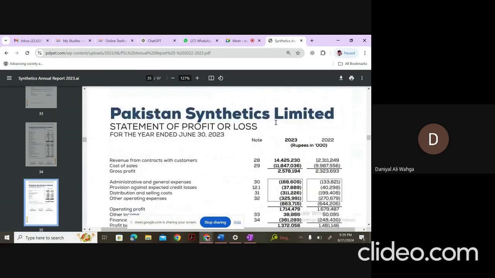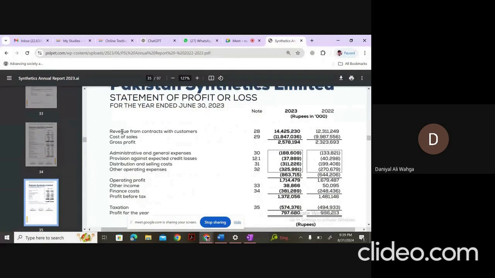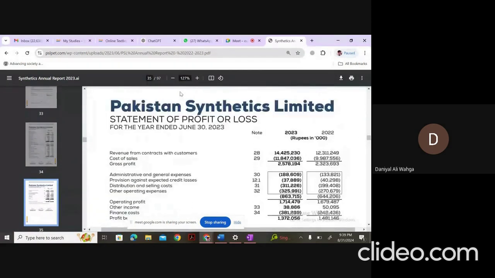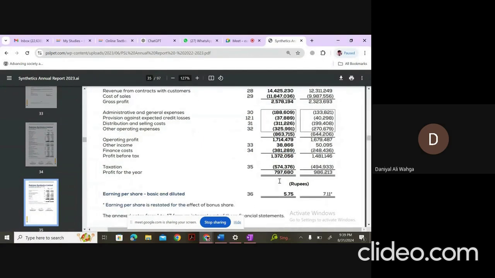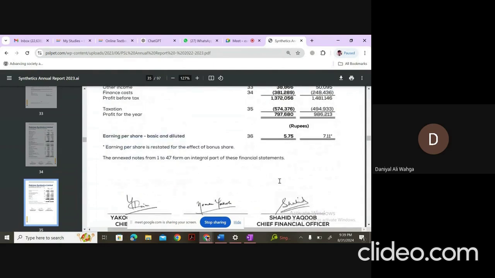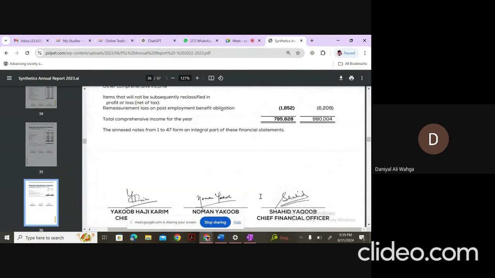Then we come towards the Pakistan Synthetic Limited revenue, that is the statement of profit and loss. Revenue, cost of sales, gross profit, administrative and general expenses, other operating expenses. This is basically the operating profit. Then there is other income and finance cost. Here, Nilesh, you can see this is the finance cost, and this breakup can be checked in note number 34. So let's go towards note number 34, and we will be able to discuss that.